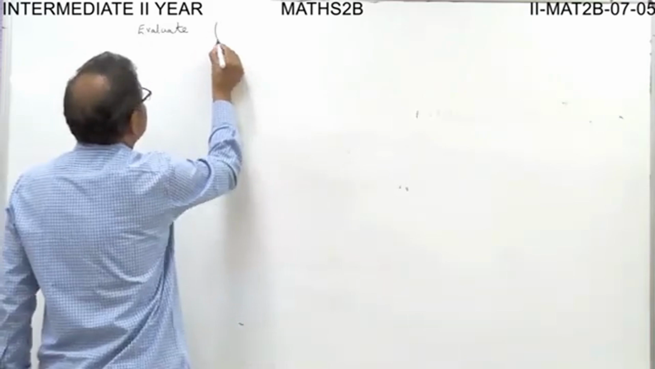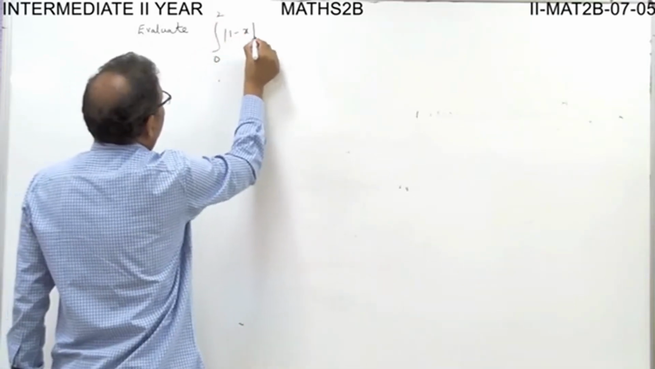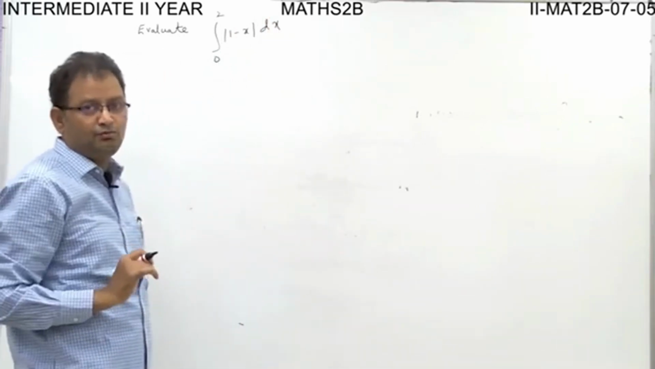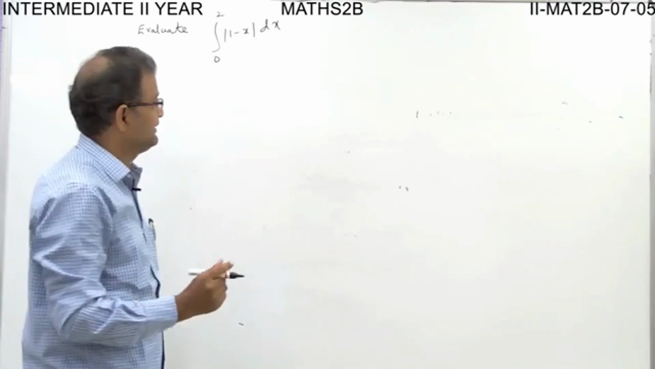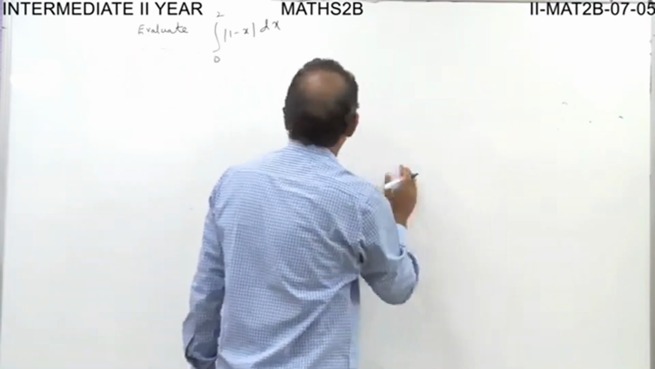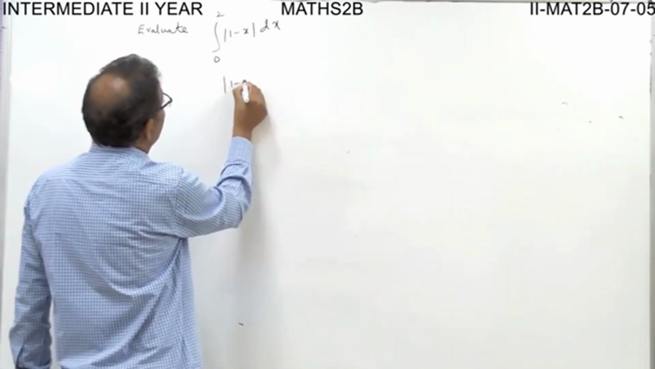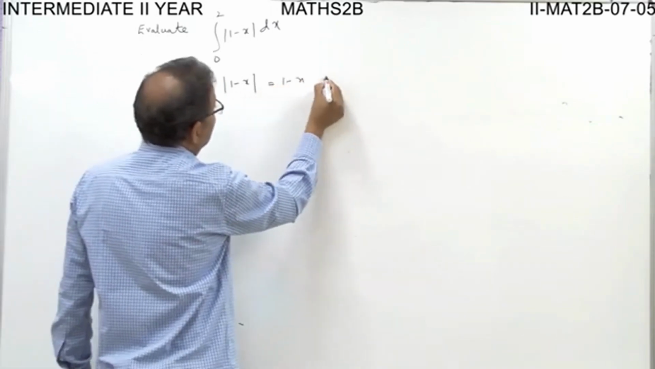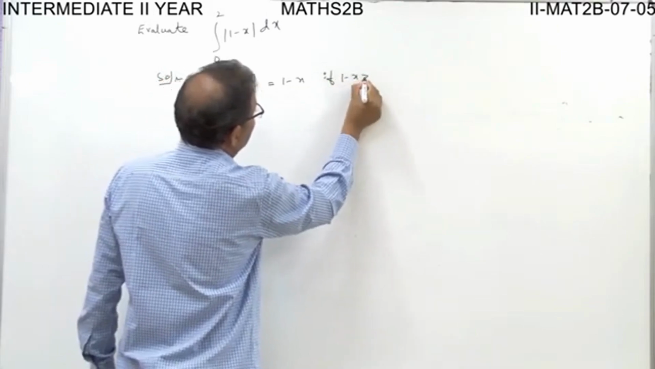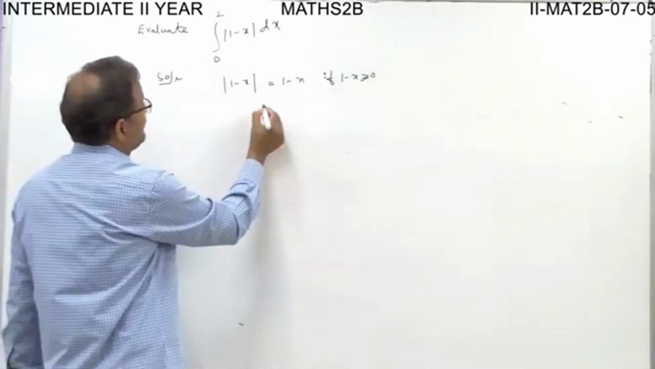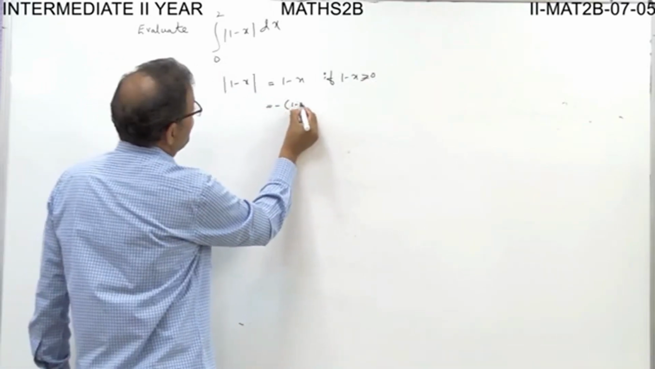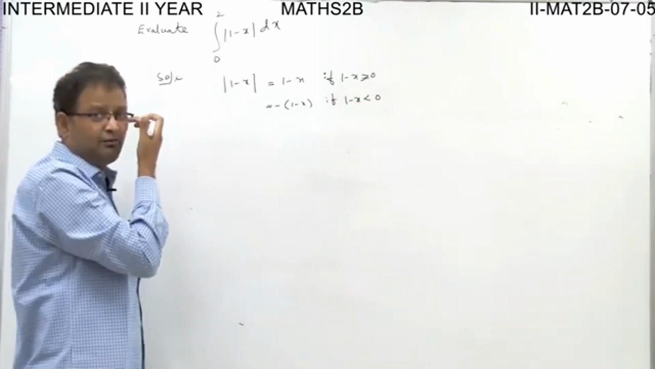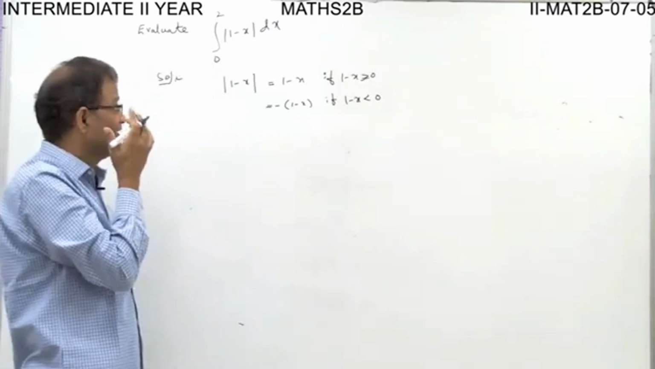Evaluate integral 0 to 2 modulus of 1 minus x dx. Here modulus of 1 minus x is equal to 1 minus x if 1 minus x is greater than or equal to 0. Modulus of 1 minus x is equal to minus of 1 minus x if 1 minus x is less than 0. This is the modulus function definition.